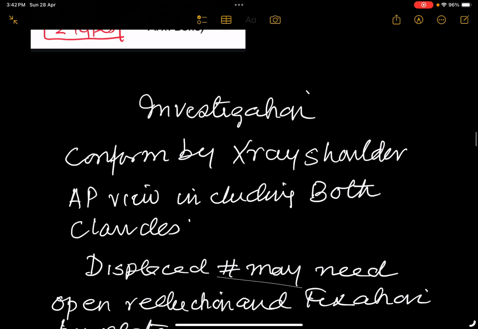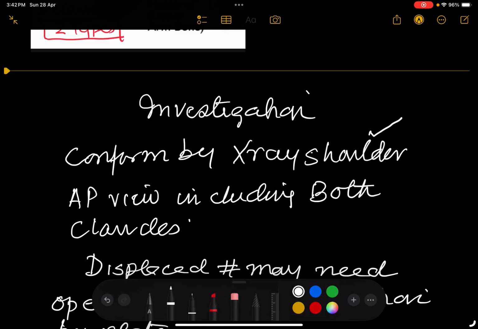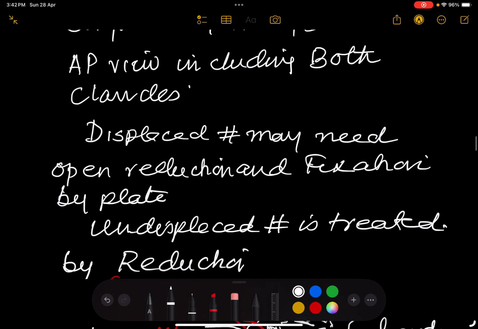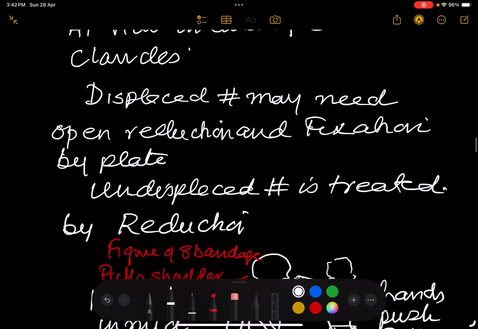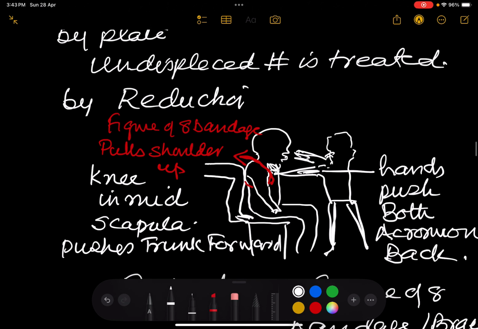Both types of fractures can be treated conservatively, but you have to confirm by an X-ray, AP view, and include both clavicles. A displaced fracture may need open reduction and fixation by plate and screw. An undisplaced fracture is treated by reduction.